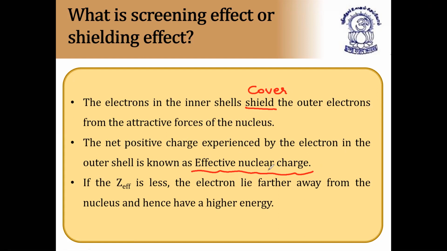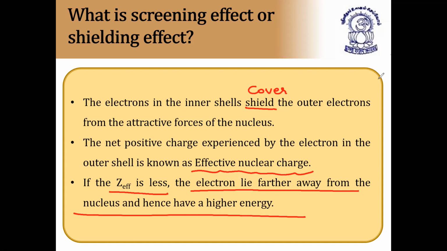If the effective nuclear charge is less, the electron lies very far from the nucleus and hence has higher energy. The electrons which are far from the nucleus naturally have higher energy because their principal quantum number becomes more. I hope this is clear now. So this is called the shielding effect. Again, the electrons in the inner shells shield the outer electrons from the attractive force of the nucleus, which is commonly called the screening effect or shielding effect.